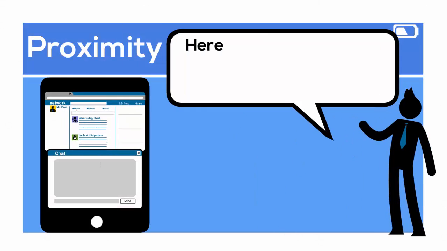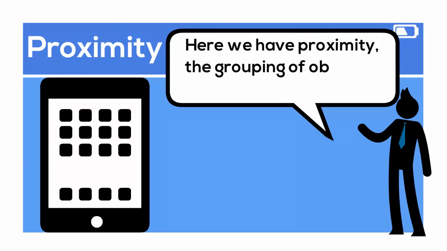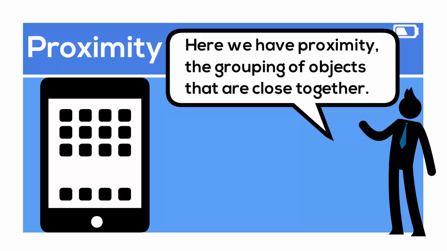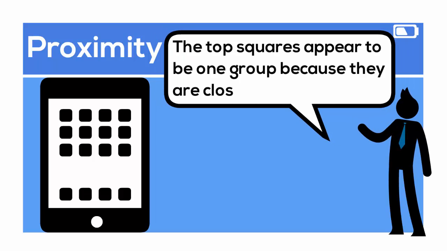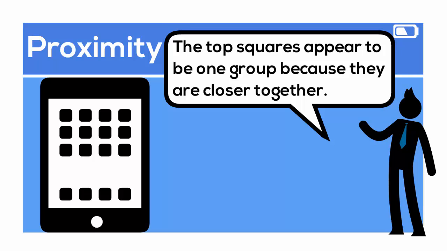Here we have proximity. This occurs when objects are spaced closely together. They tend to be perceived as a group. The top squares appear to be one group, because they are closer together. If they were scattered randomly, they would be seen as separate shapes.